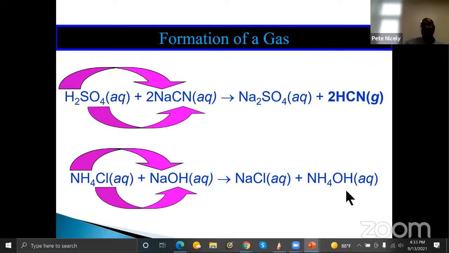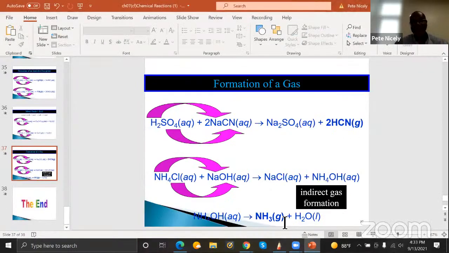Now, one thing about this reaction is that it is followed by a second step. It's kind of hard to see, so let me get out of this here. The second step is a spontaneous decomposition of ammonium hydroxide to form ammonia and water, right? So basically, it's a two-step process where the first step is a double displacement reaction, and the next step would be a decomposition where the ammonium hydroxide decomposes to form ammonia and water, all right? So that's what happens in this particular reaction.